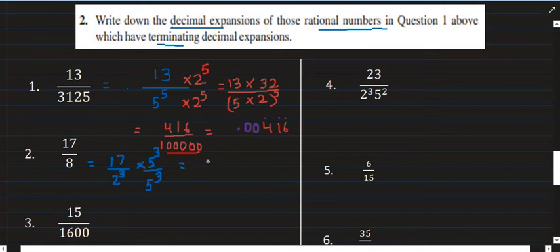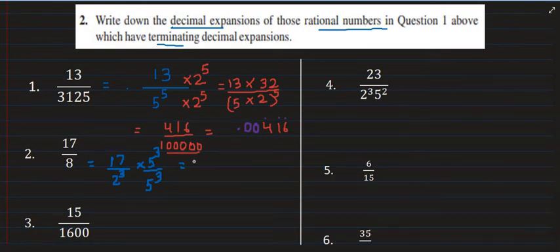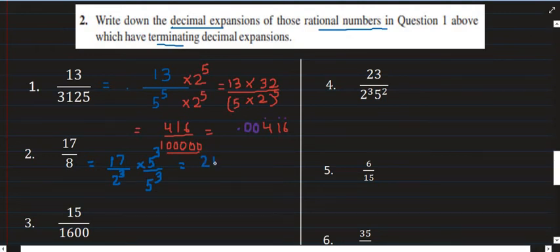Once we simplify it, it will be equal to 2125 by 1000. So we can write it as 2125, and it has 3 zeros. So 1, 2, 3, we place a decimal. So it will be 2.125.